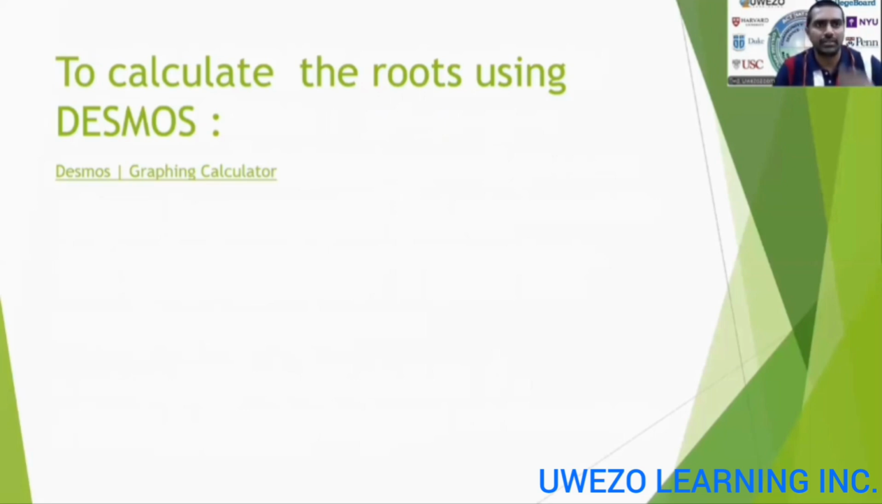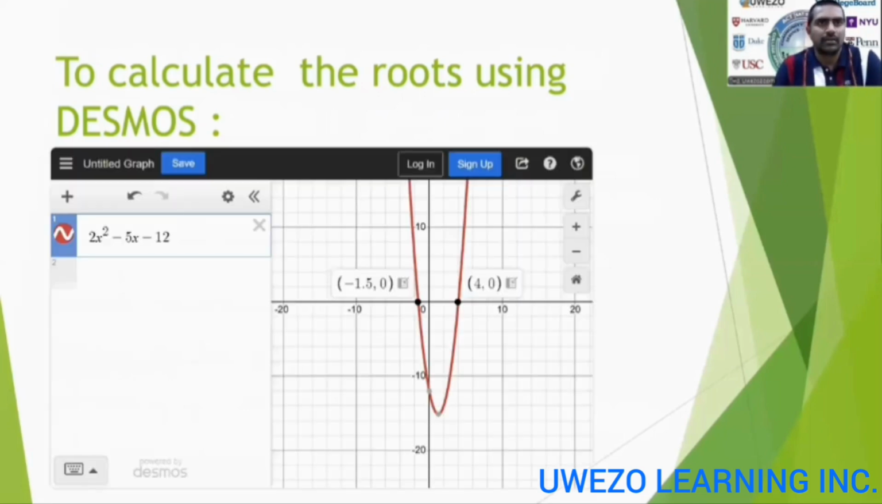Also, we can use the Desmos calculator. You could type in the equation and look for the x-intercepts of the graph in Desmos. So if you look here, -1.5 and 4 are the roots of the given quadratic equation.